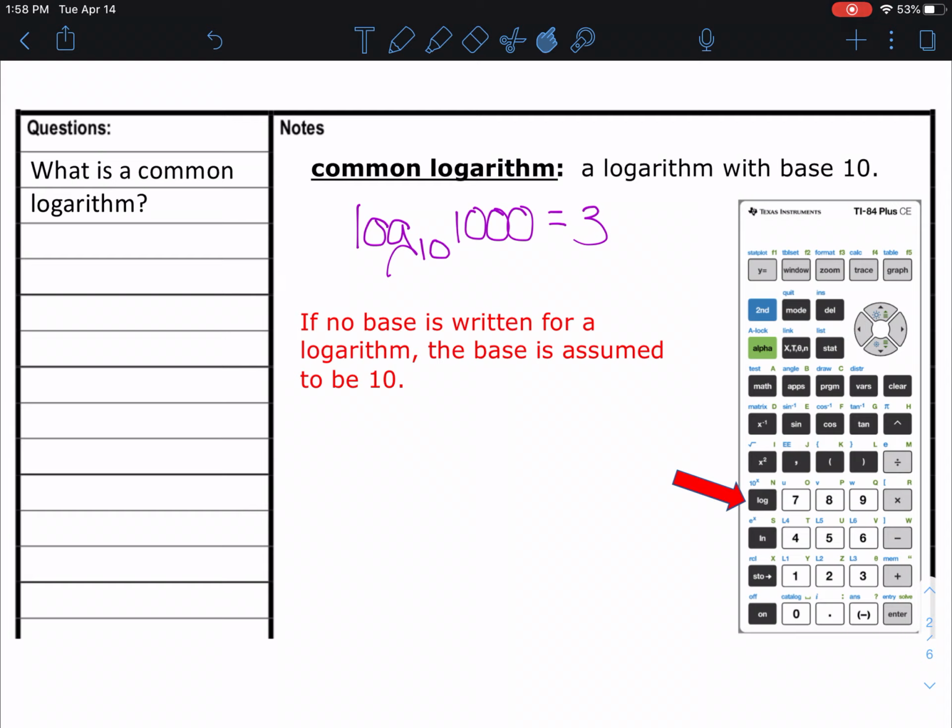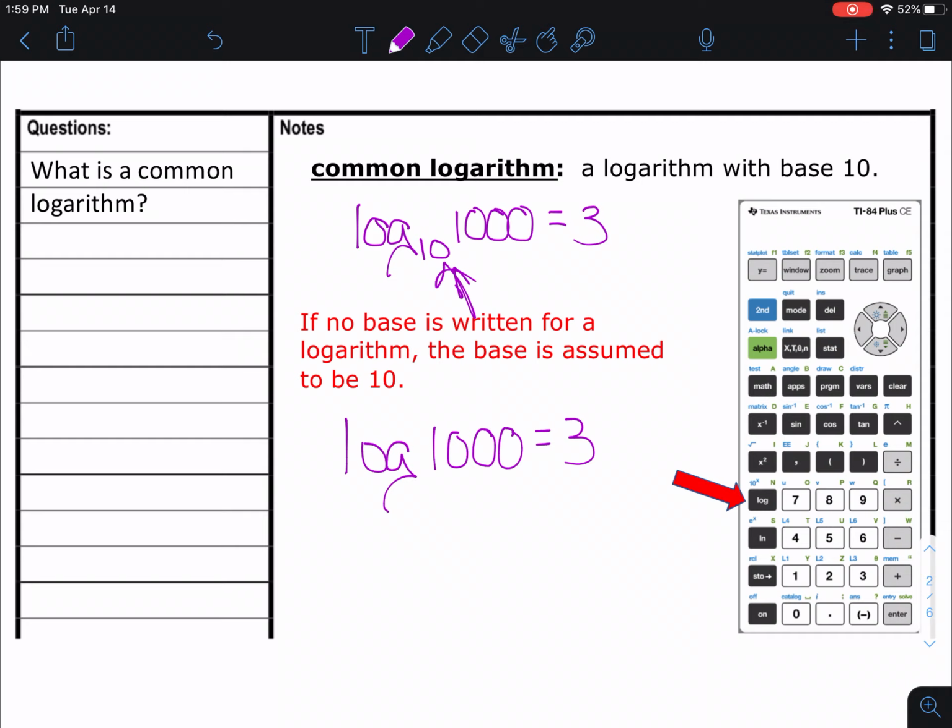So log base 10 of 1,000 equals 3. Since our base here you can see is 10, that's called a common logarithm. Now usually it's not written. If you'll notice on your graphing calculator, you have a log button. It is a log with a base of 10, and there's no 10 written. So it is assumed that if there is no base written, that it's a common logarithm. It's assumed that you understand that really there's a 10 there.